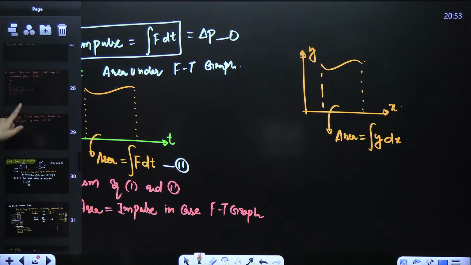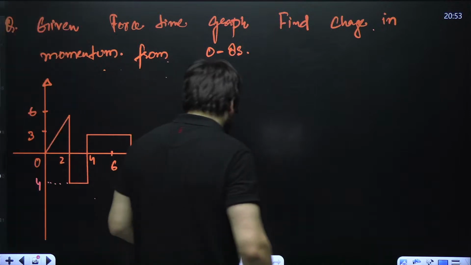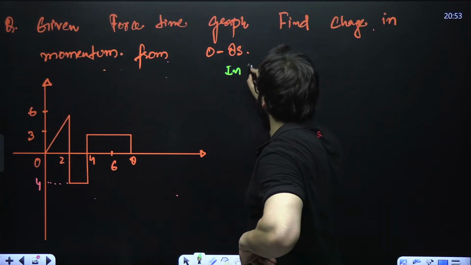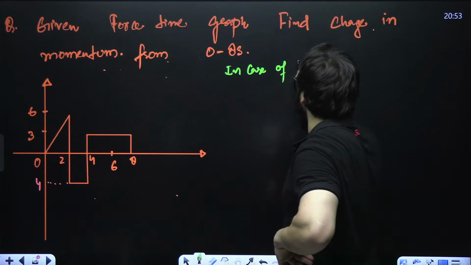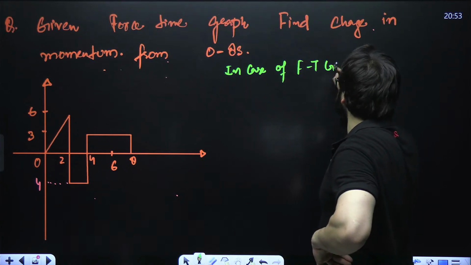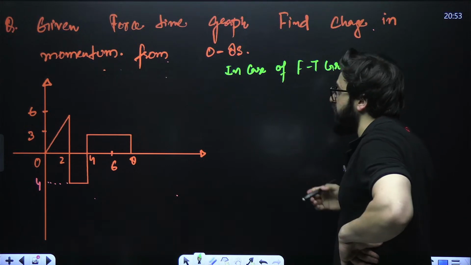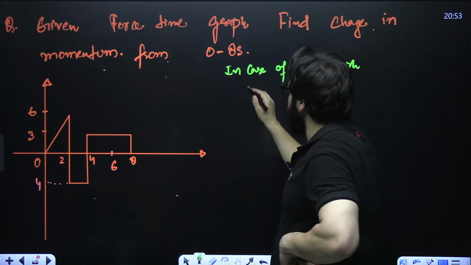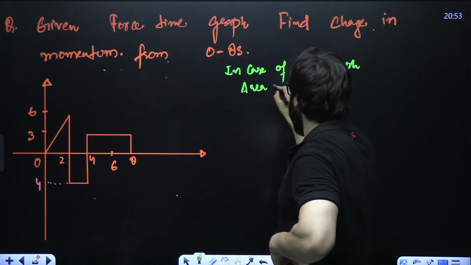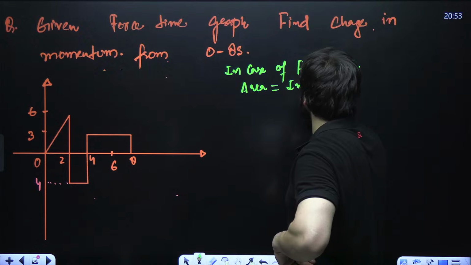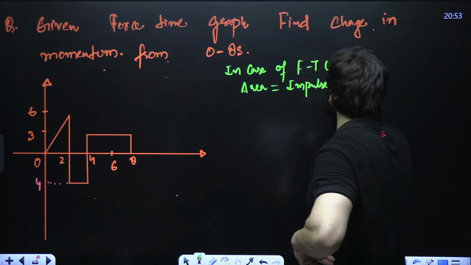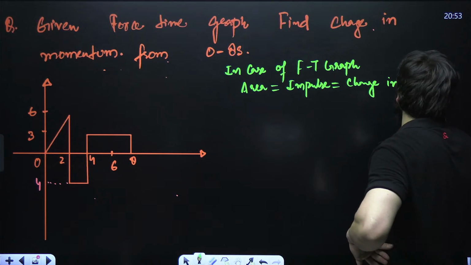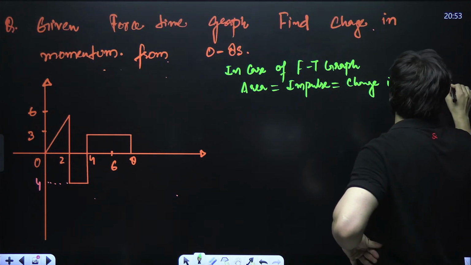So how do we find the change in momentum? I'll write over here. We say in case of force time graph, area is equal to impulse is equal to change in momentum.